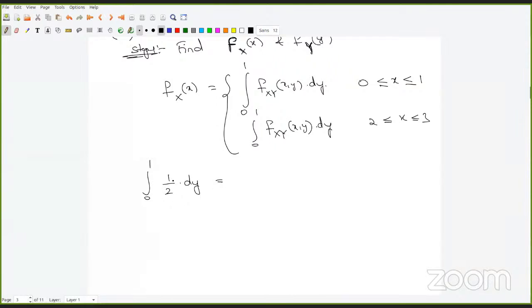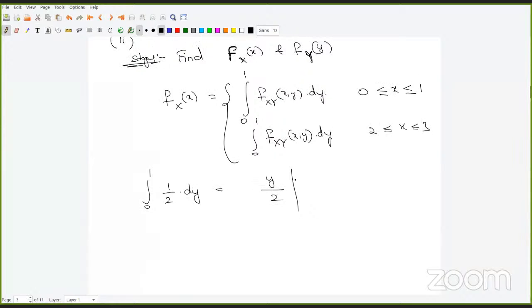So integral half dy, what is the integration of a constant? Constant times y, so y by 2. How did you get this half? I didn't get it. For integral 0 to 1 of fxy dy, how half? Krishna Mohan, I can't hear your voice properly. Can you be a little louder? I was asking for integral 0 to 1 of fxy of x comma y dy, how half, sir? How did you get half?